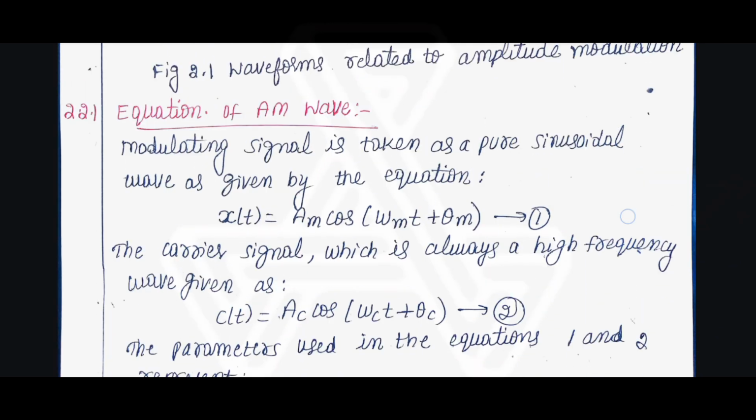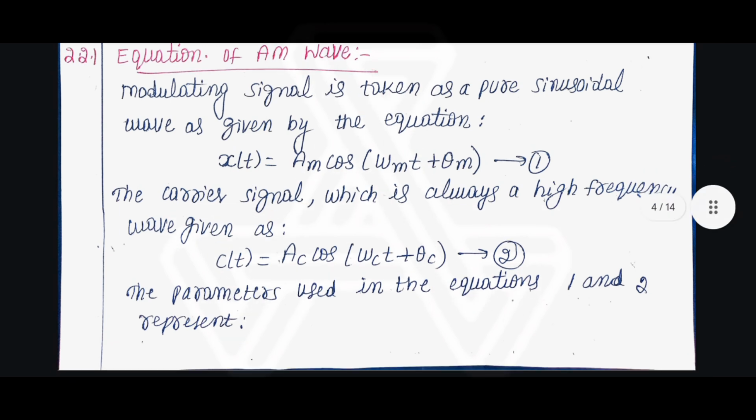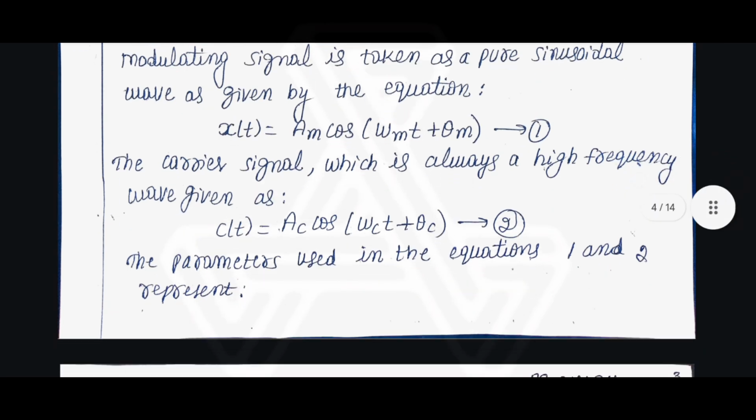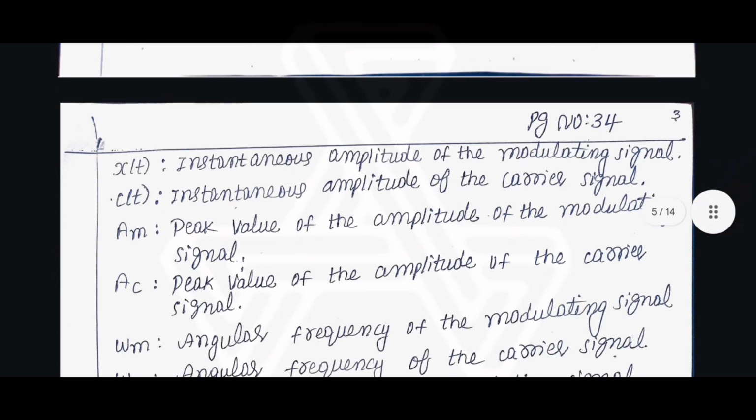Equation of AM wave. The modulating signal is taken as the pure sinusoidal wave as given by the equation x(t) = Am cos(wm t + theta m), where the carrier signal, which is always a high frequency wave, is given as c(t) = Ac cos(wc t + theta c). The parameters used in equations 1 and 2 represent: x(t) is the instantaneous amplitude of the modulating signal.